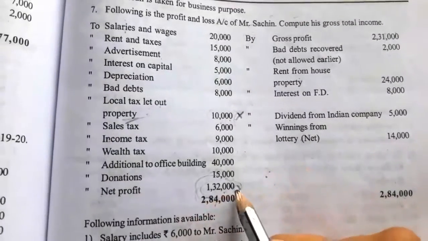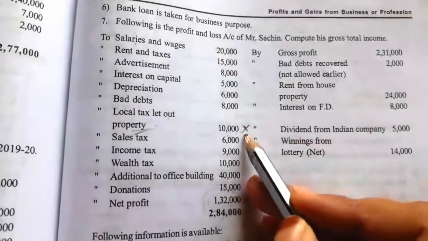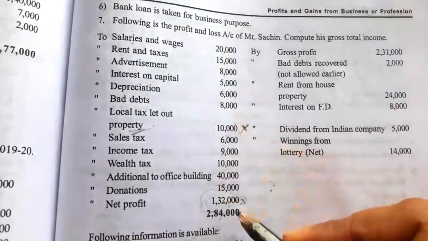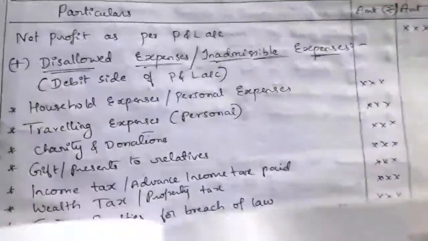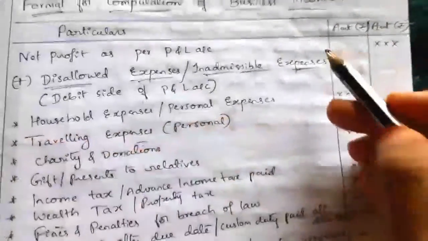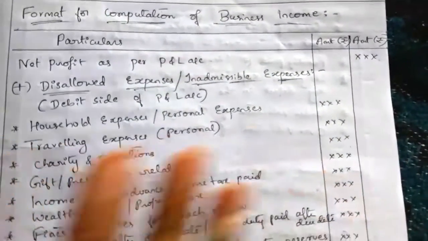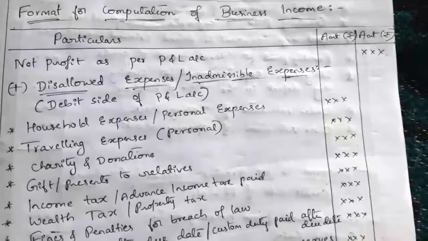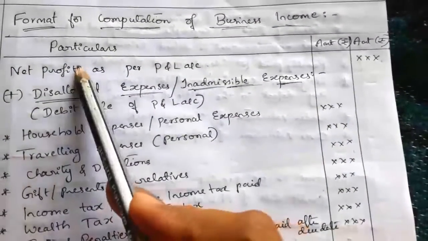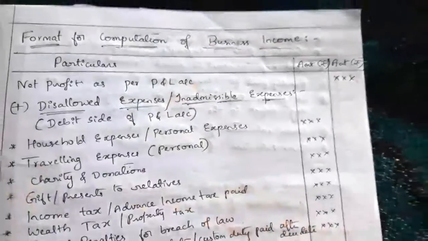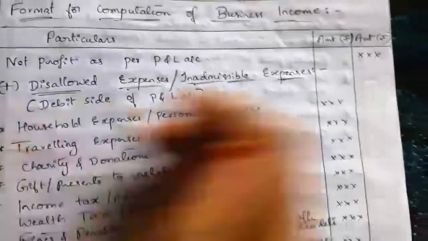We have got this net profit by deducting the debit side. So to cancel this, we have to add back. That is nothing but the format shows like this. We have to take the net profit as per profit and loss. Here we have to draw 3 columns: particulars and 2 amount columns. In order to find the business income, the starting point is we have to take net profit as per profit and loss account. That is nothing but net profit. We have to take this value.